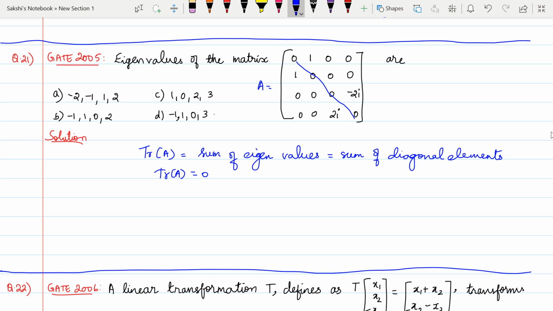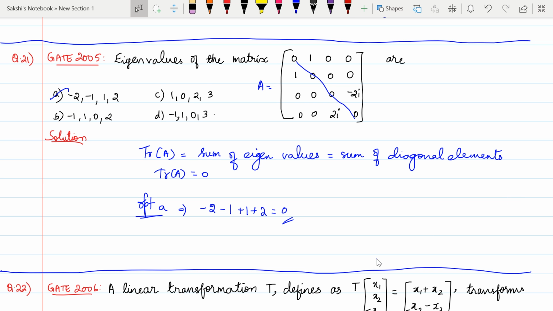So now you're going to use the options. If you see option A, these options represent the eigenvalues obviously. So when you add these eigenvalues, you have to get a sum of 0. So if you add all the options, only option A satisfies this property. That is minus 2, minus 1, plus 1, plus 2. When you add this, you get 0. So therefore option A is the answer.